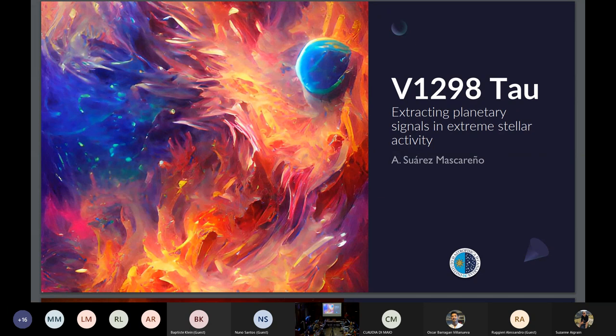Okay, hello everyone. I'm Alejandro Suárez Mascareño from the Instituto de Astrofísica de Canarias. And today I'm going to be presenting the work we did on V1298 Tau, which was a very interesting and difficult work.